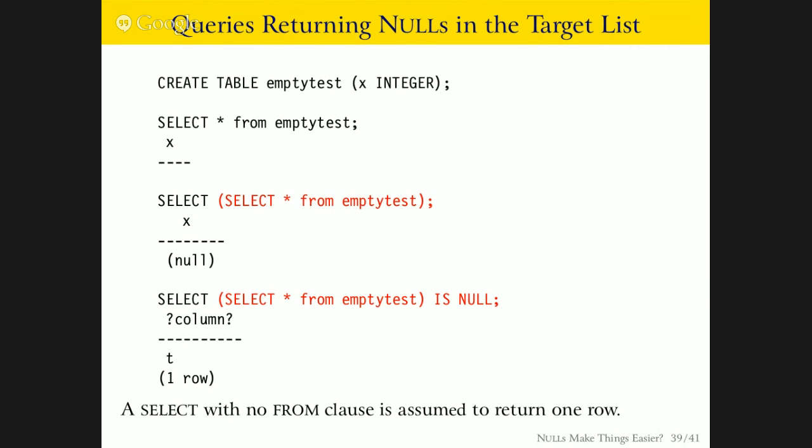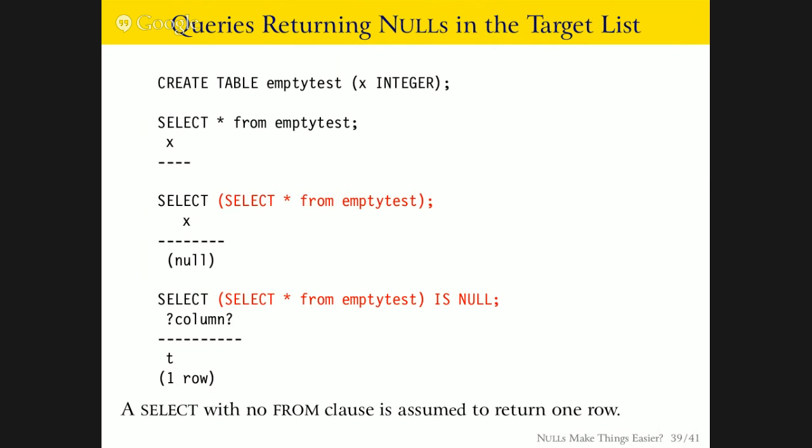Queries returning null in the target list is kind of interesting. If we create a table and we do a select and there's nothing there, a query that returns no rows actually returns a null as the value. Again, another case where we're generating it on the fly. In fact, I can even test it. I can say, is the output of this null? And it will tell me that it is. It returns one row that has nothing in it.